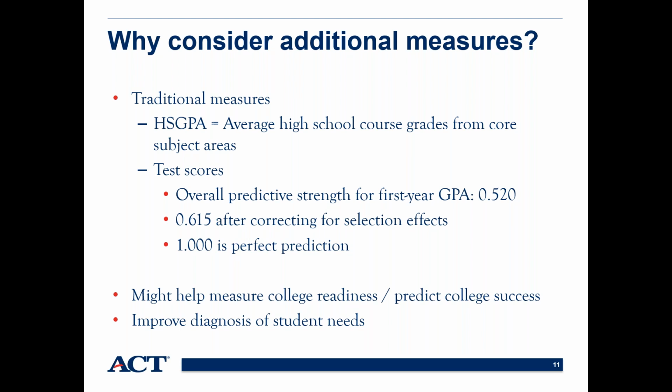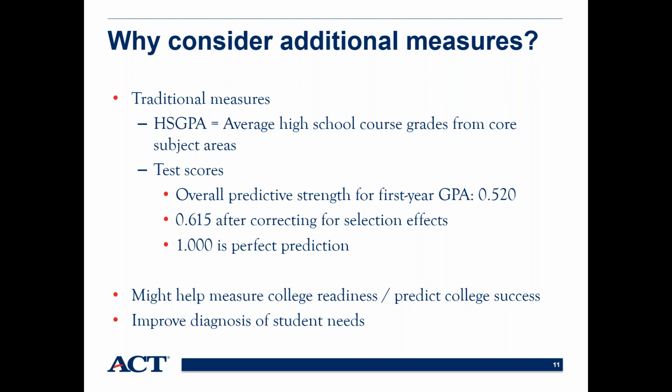But first, let's take a step back and recap what we get with our traditional measures: simple overall high school GPA from the core subject areas and ACT test scores. When used in combination, these 2 do a pretty good job of predicting how well students will fare academically their first year. We've collected college GPA data on hundreds of thousands of students and found that the overall predictive strength of the 2 measures is about 0.52, measured using the correlation scale.